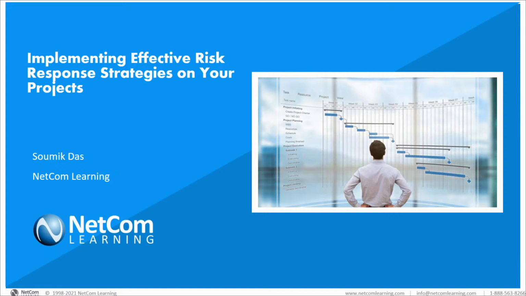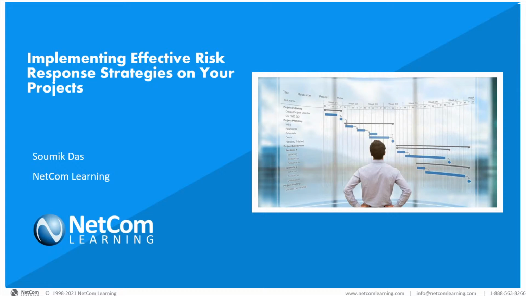And welcome everyone to today's session about implementing effective risk response strategies. Now, let me be very clear that when we talk about risk, this is going to be one of the most critical aspects in projects. How well you as a project manager manage risks in your project is going to define whether your project is going to be a successful project or it's going to be considered a failed project. So this is something you need to be very conscious about.